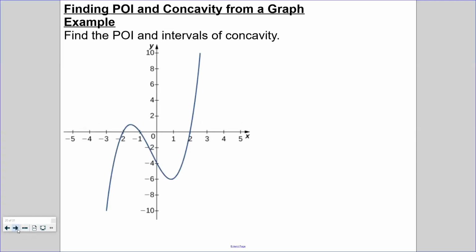All right, so here's a graph. Boom, done. And on this graph, we want to find the points of inflection and then use those to identify the intervals of concavity.